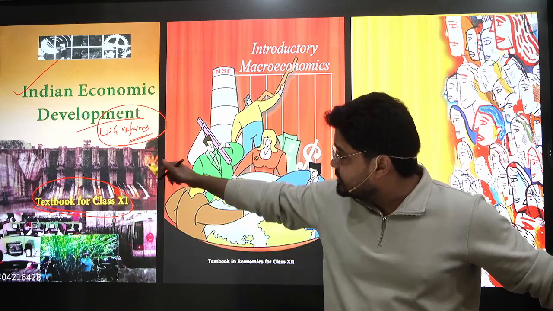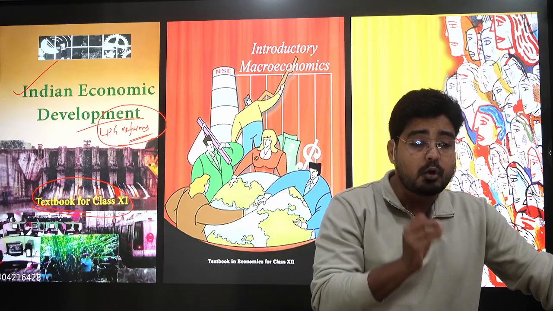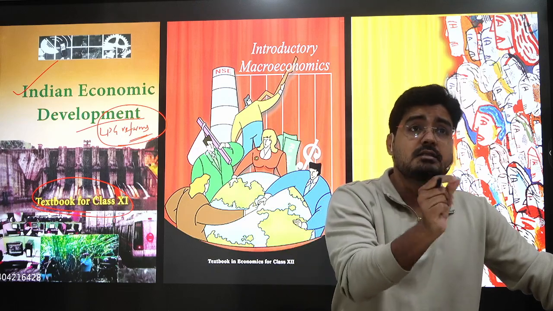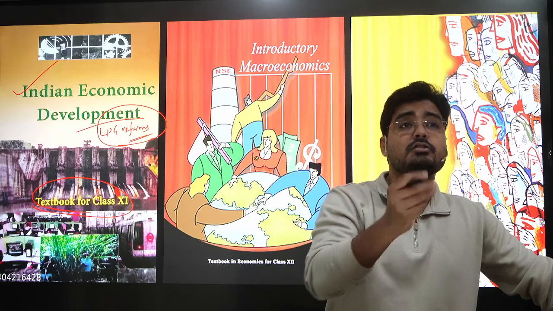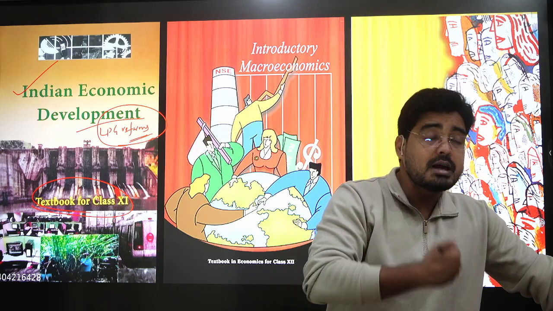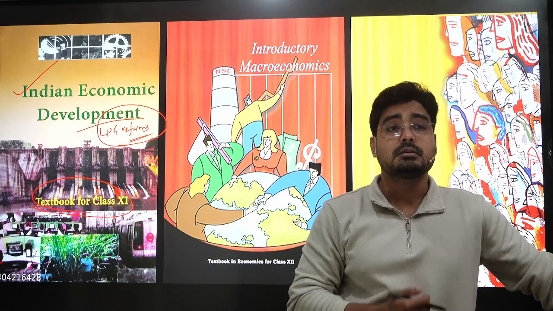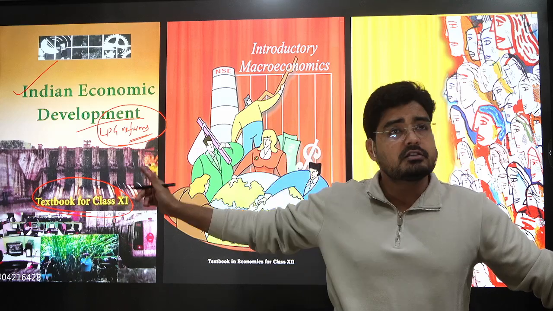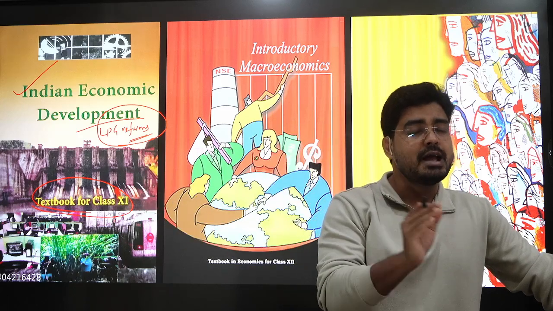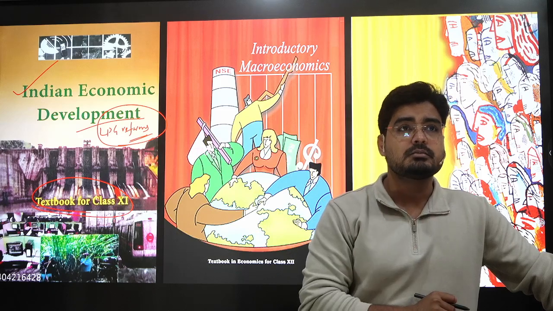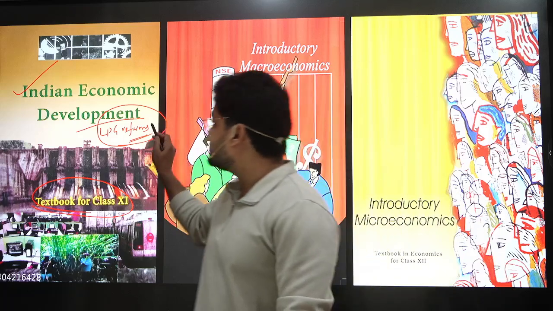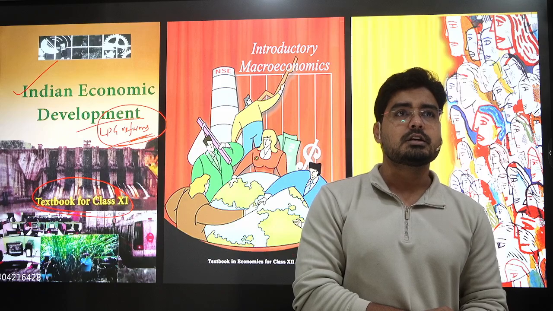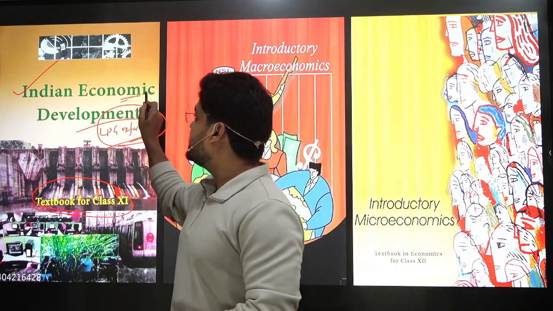So in this textbook, it was clearly mentioned what prompted the government of India to introduce these LPG reforms and what exactly these LPG reforms are: liberalization, privatization, and globalization. And what was the impact of these policies, both the positive and negative impacts. It was beautifully explained in this textbook, and the explanation was pretty lucid. Anybody can understand this textbook. Even if you never had exposure to this subject, you can still read the textbook and understand it. It's just like a story. So I suggest you start with this textbook, Indian Economic Development.